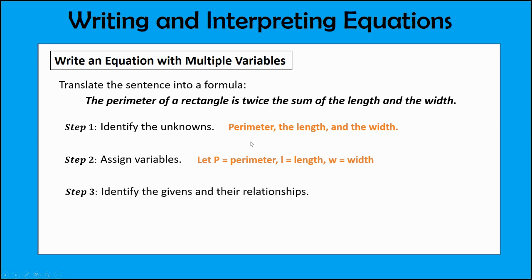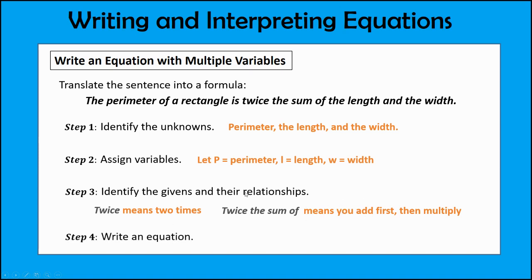What are we given? We're given that the perimeter is equal to twice the sum of the length and the width. Twice means times 2, and twice the sum of means you add the first 2 together and then multiply by 2. Remember, twice the sum of is a grouping symbol concept. You have to add, so parentheses around the 2 you're adding together, then multiply by 2. So perimeter equals twice the sum of length plus width. That's how that would work out.